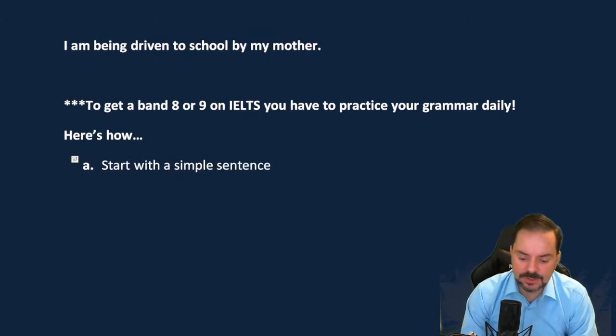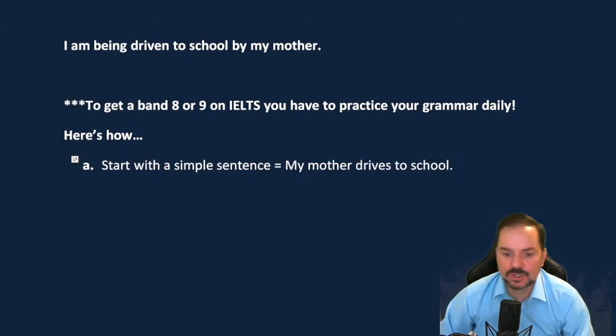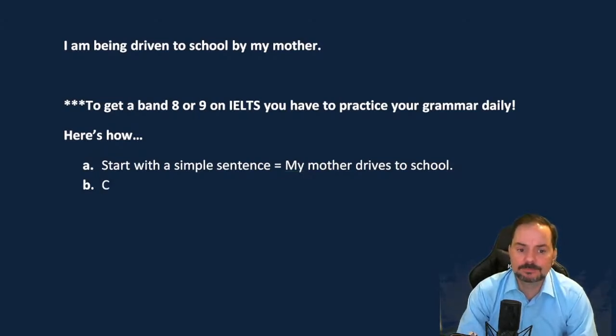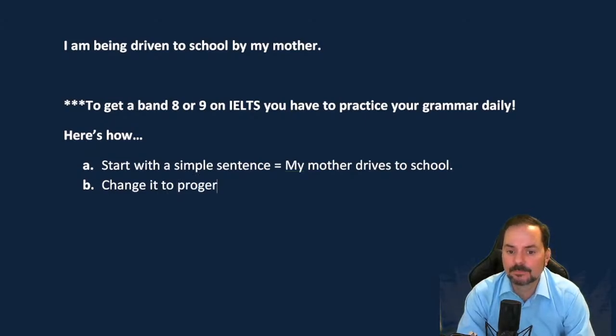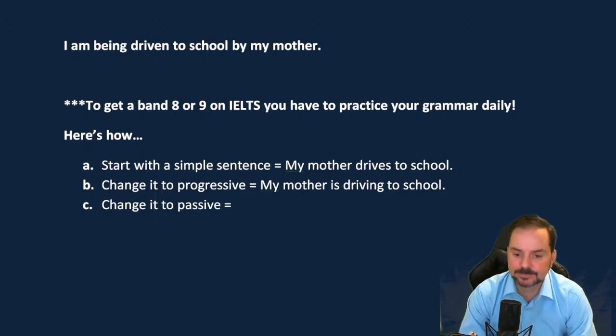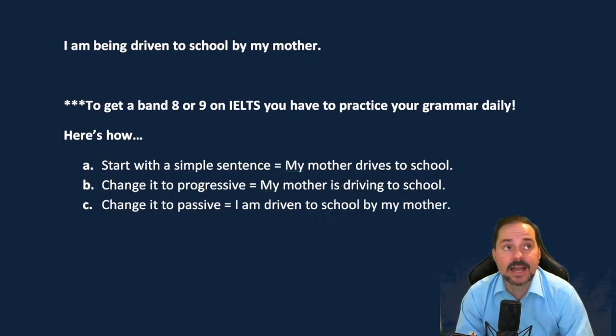Okay, so our simple sentence can be something like, my mother drives to school. Okay, so start really, really simple. And then change it to progressive. All right, my mother is driving to school. And then change it to passive. I am driven to school by my mother. Okay, you might need to add some pieces here and there.